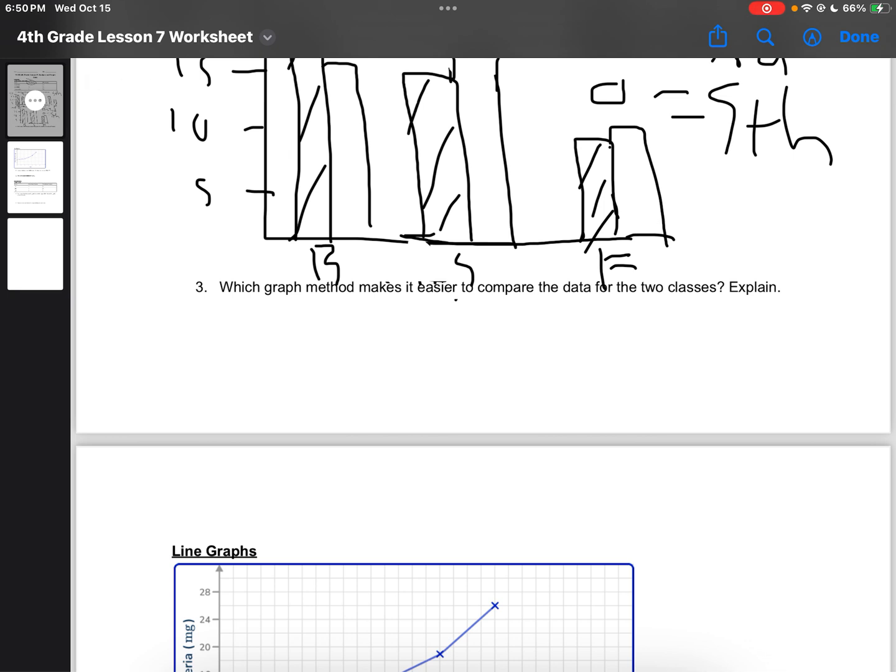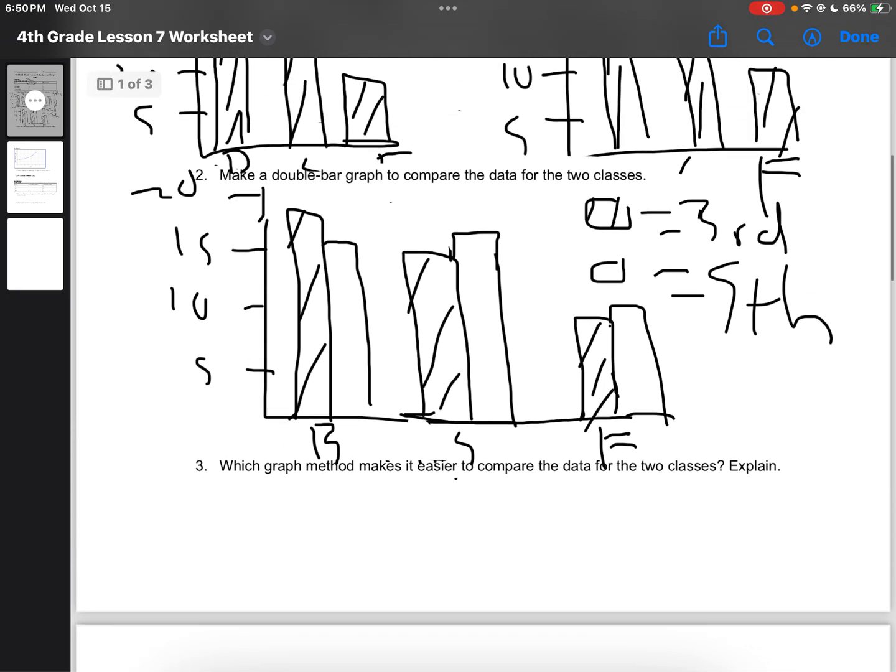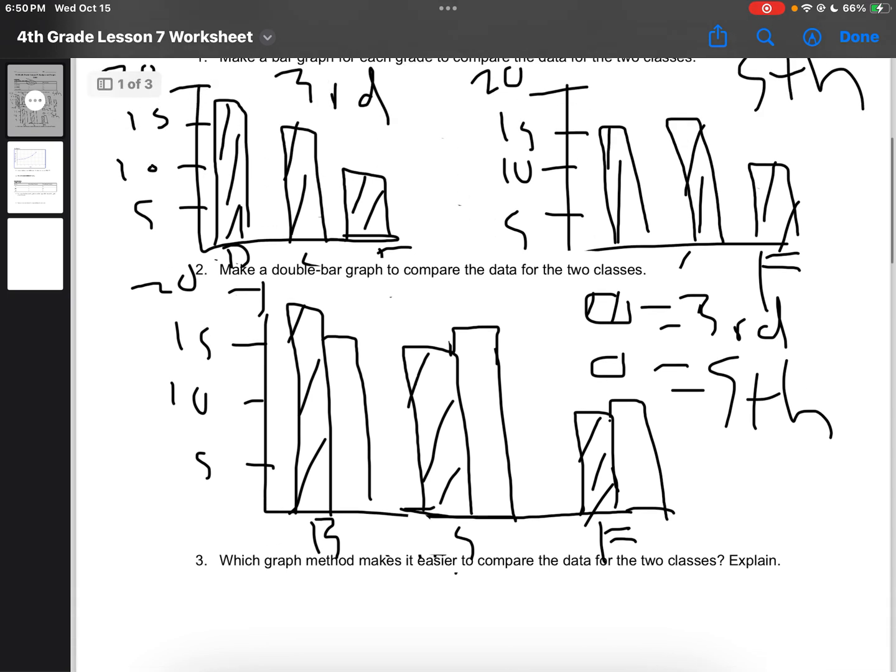Alright, number 3. Which graph method makes it easier to compare the data for the two classes? I'll just say it, I won't write it. The easier method will be the double bar graph, because first of all, we don't need to draw two separate graphs. It's just one graph. Another reason is it's side by side, so we can get a clear comparison if we're trying to compare and contrast the data. I think that's it. There might be more benefits, but those are the two main ones.